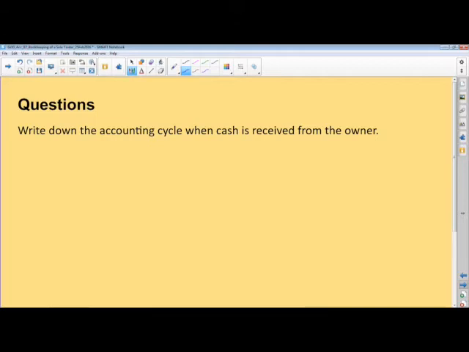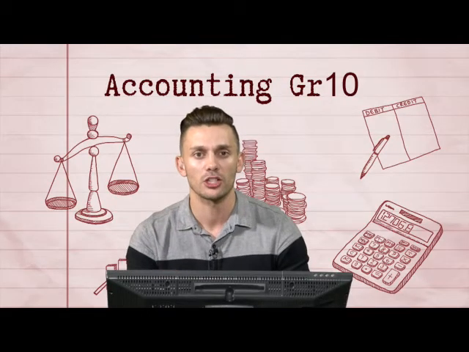Write down the accounting cycle when cash is received from the owner. And guys, answer this quickly and I'll give you the answer after the ad break.